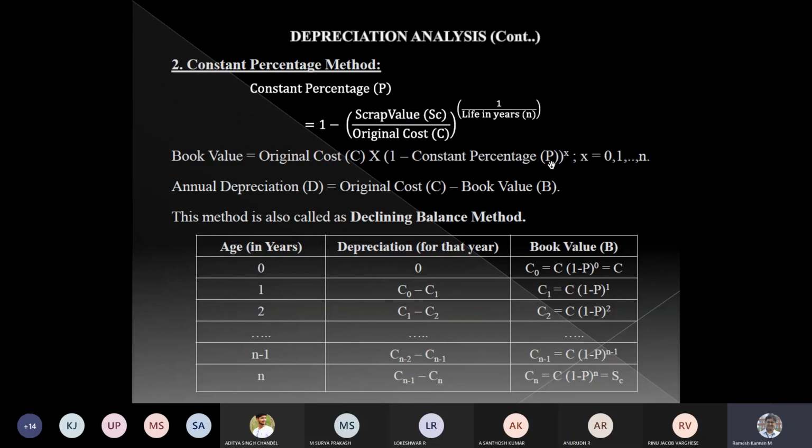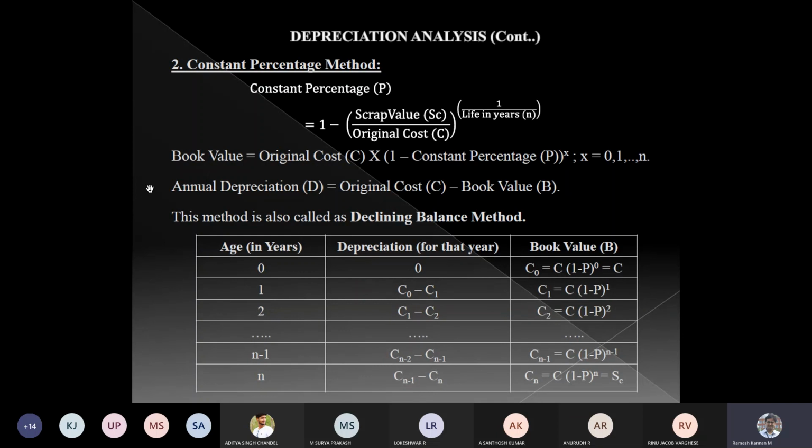Then we'll find 1 minus P, then 1 minus P power X. X is the year. If it is the 0th year, it's 0, first year, it's 1, and so on. Then multiplied by original cost will be the book value. So we'll be putting it here, book value, right? And then we'll find depreciation, capital D, which means original cost minus the book value. So instead of working from depreciation to book value, we'll find book value to depreciation. Which means our focus will be the variable depreciation. So depreciation is not constant in here. That's the basic logic of the constant percentage method.